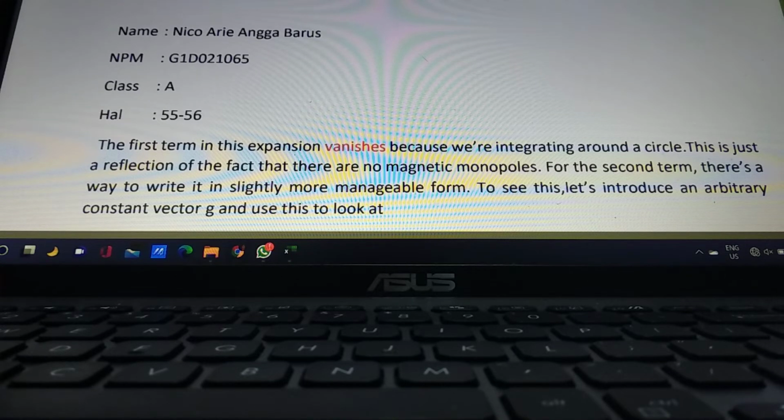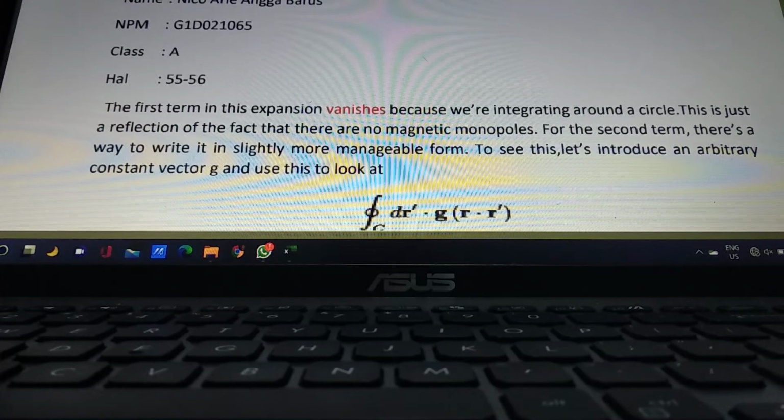The first term in this expansion vanished because we are integrating around a circle. This is just a replication of the fact that there are no magnetic monopoles. For the second term, there's a way to write it in slightly more manageable form.